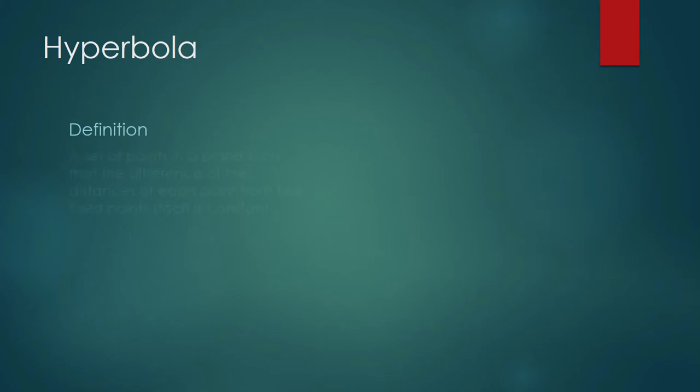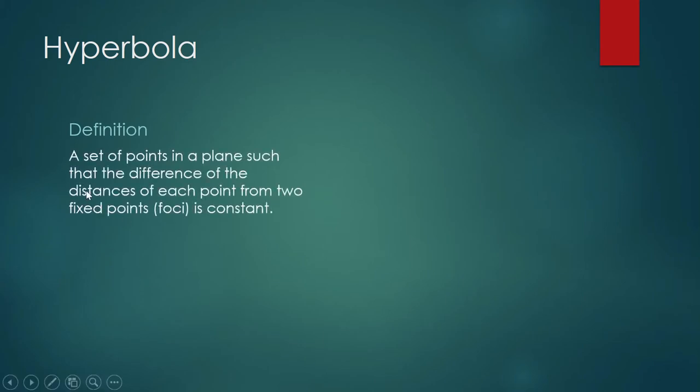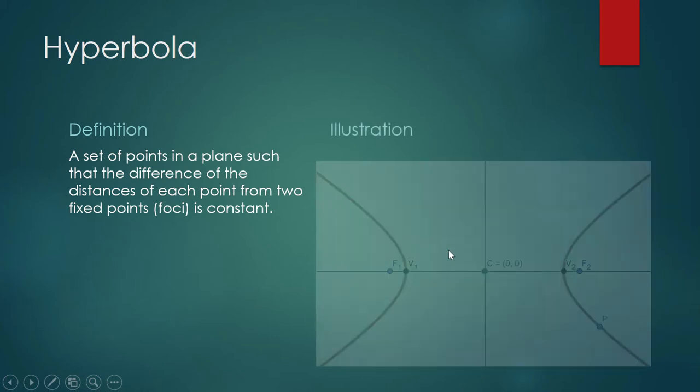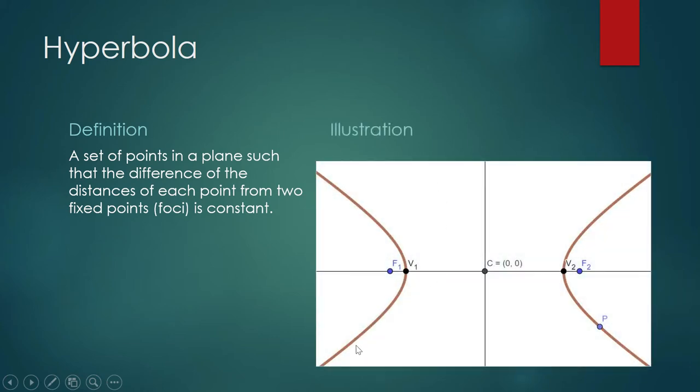A hyperbola is a set of points in a plane such that the difference of the distances of each point from two fixed points, the foci, is constant. So let us illustrate this definition through your graph. So this is our hyperbola, one whose principal axis is horizontal.